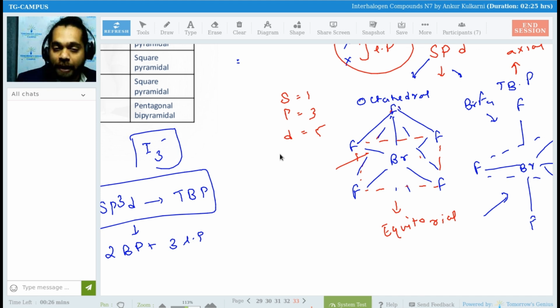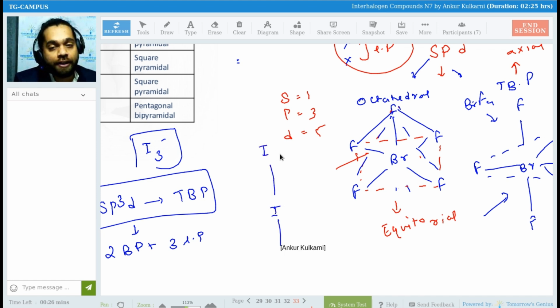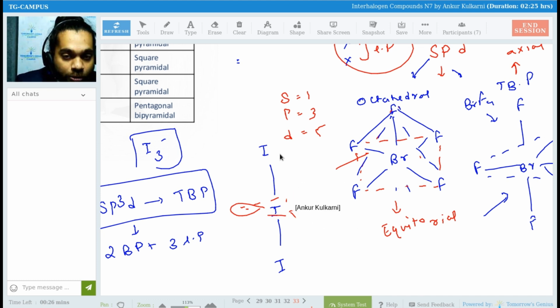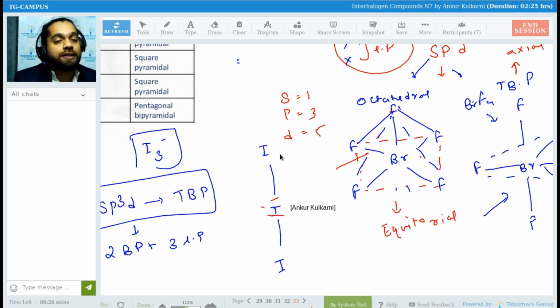Apply our rule of TBP. What did I tell you? In the TBP, first you'll draw it on the axial bond. So if I have I in the center, first I'll draw I over here, then I over here, and your 3 lone pairs will come over here: lone pair 1, lone pair 2, lone pair 3. So this is my TBP, so my shape is linear. I'll erase these lone pairs. My shape is linear. Is it clear, everyone, how to get the shape? You do not have to learn it by heart. If you apply this rule, you will get it.